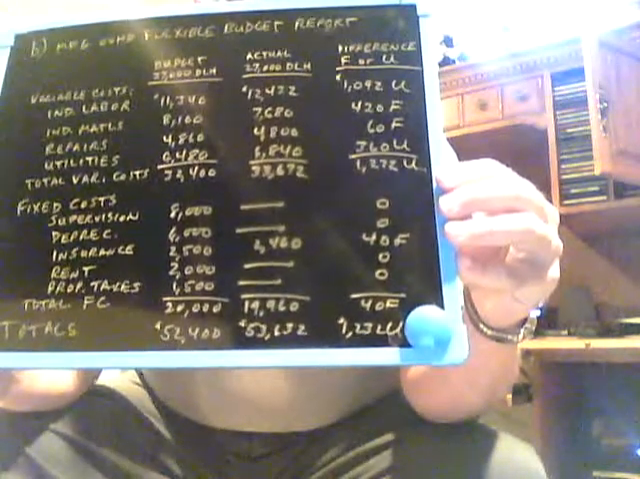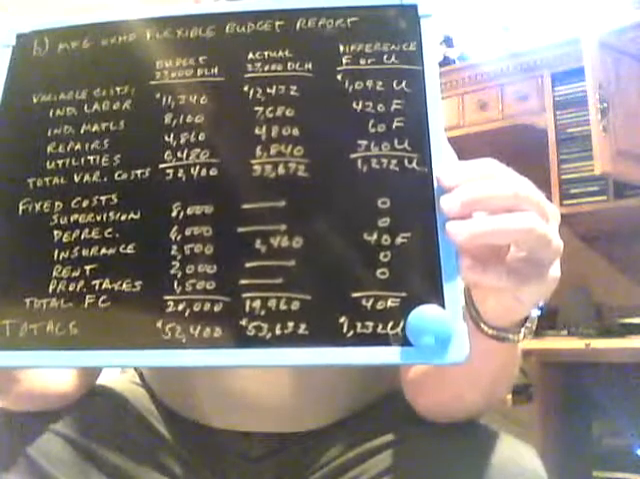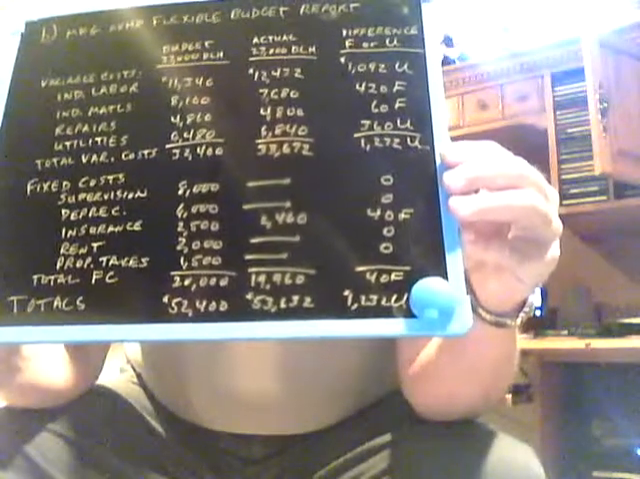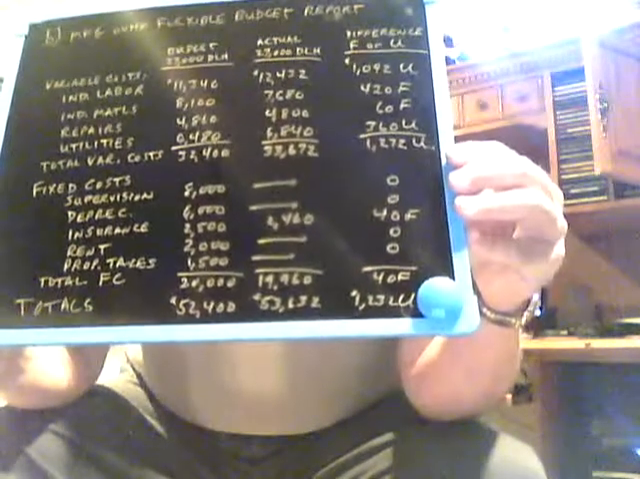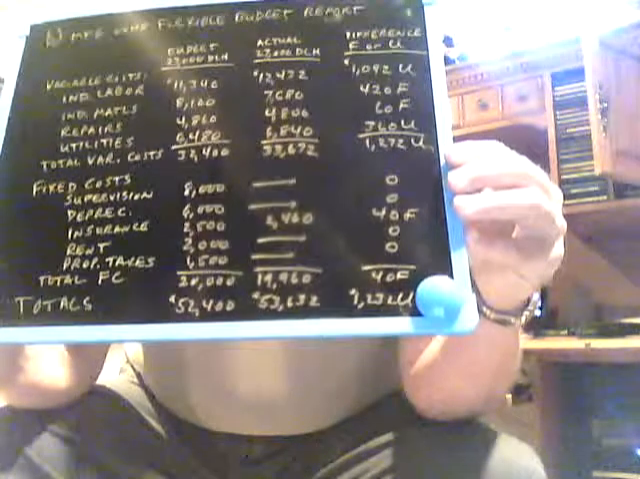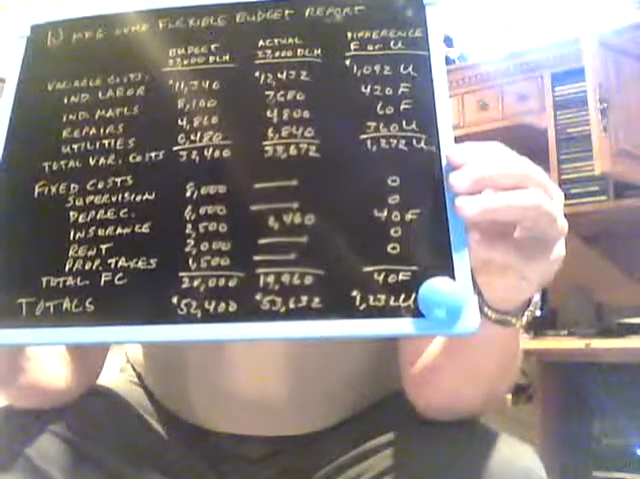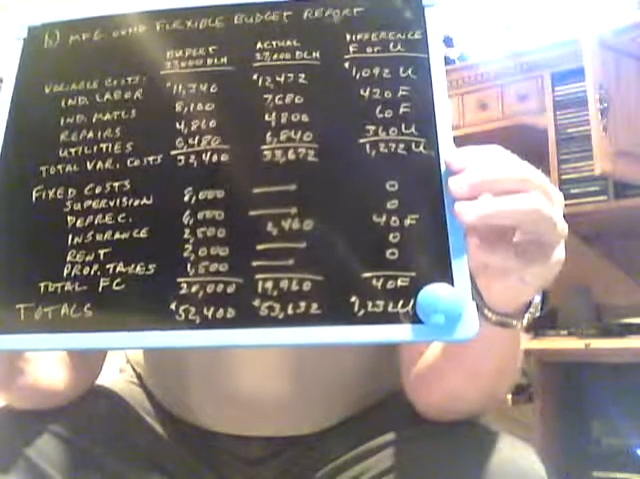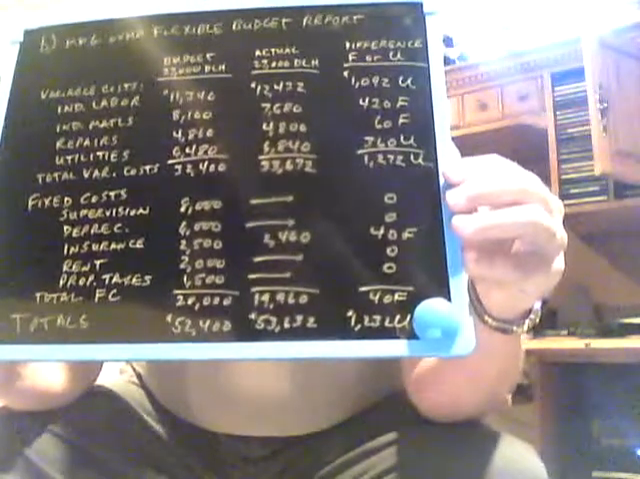And so when we come down to the bottom line, we had an unfavorable of 1,232 in total for the month, based on 53,632 actual versus 52,400 the budgeted total. And that's problem 22-1A.